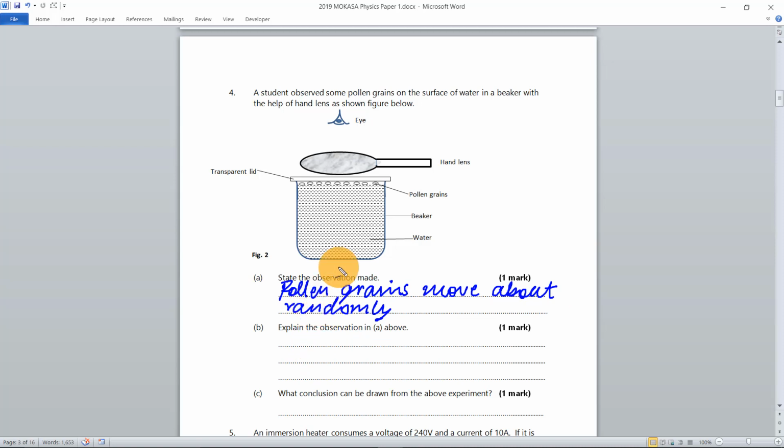So, remember we are using the hand lens to magnify the pollen grains so that we can see them clearly. Now explain the observation in A above. The pollen grains are moving randomly because they are being bombarded by the lighter invisible particles of water. It's because they are being hit by the invisible particles of water.